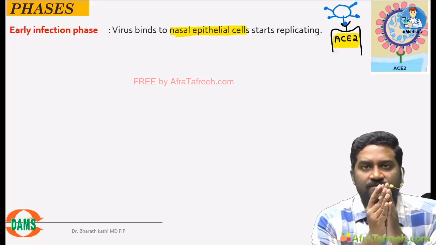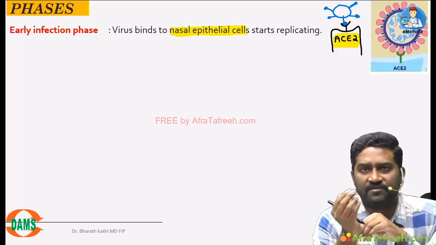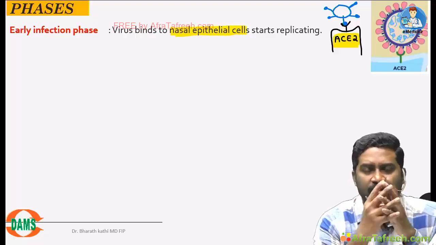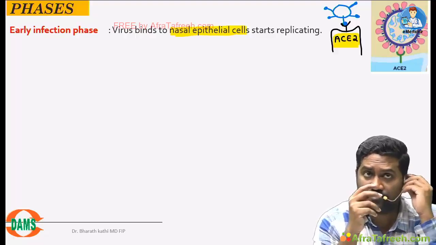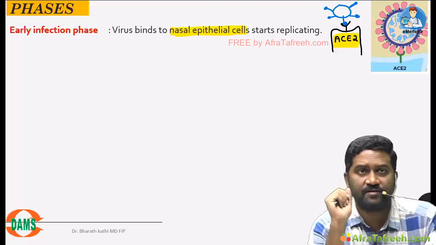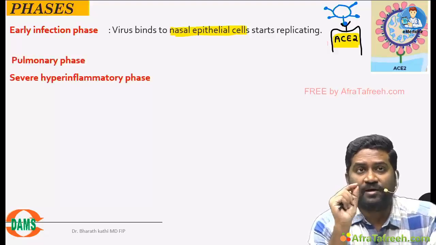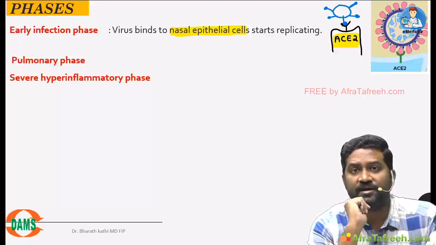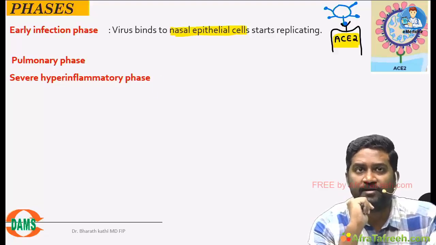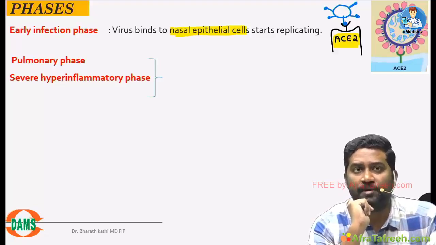If your immunity is good, it will stop at the nasal infection phase only. Patients will have some mild symptoms such as rhinitis, cold, or light fever. More than that, the patient will not have any symptoms. Now if your immunity is not proper, your body's defense mechanism is not proper, it can go into the pulmonary phase and also a dangerous phenomenon called the severe hyperinflammatory phase. These two phases can be overlapping. First let us see what happens in the pulmonary phase.